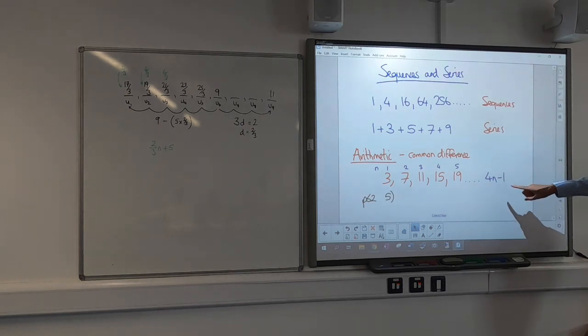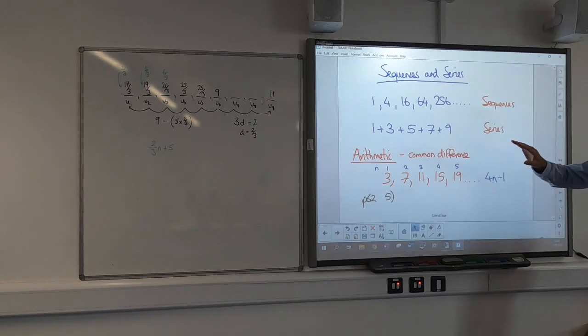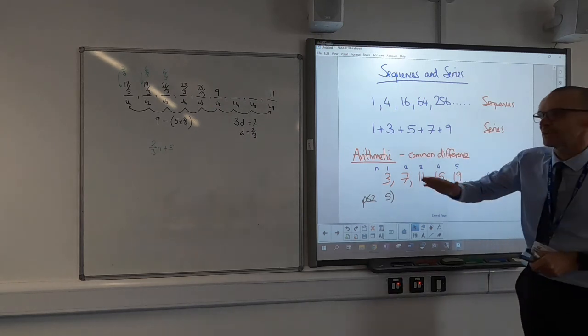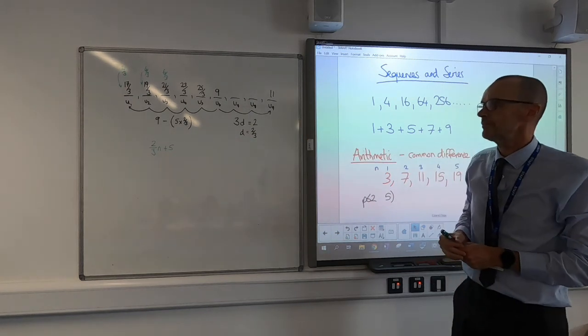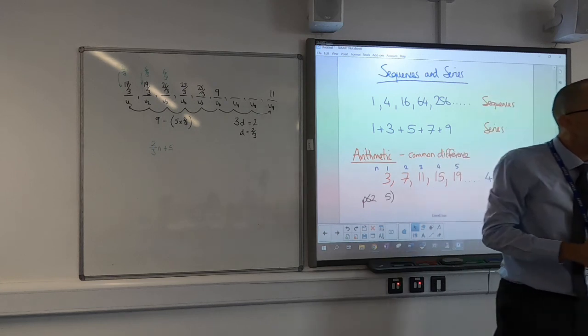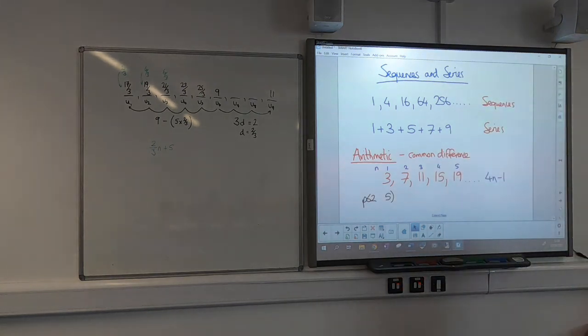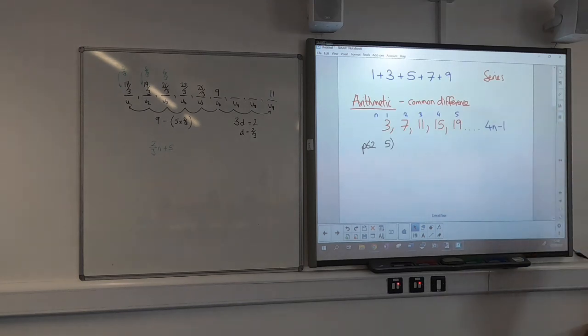We had 4n minus 1, because the jump was 4 each time, so it's something to do with the 4 times table, but it's sort of like a trickier version. Now the good news is that we rarely are asked to do that. At A level, arithmetic series are described in a different way, and I think it's a little bit easier.